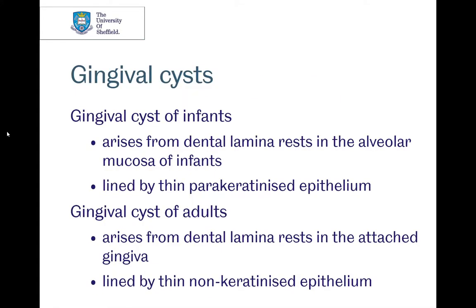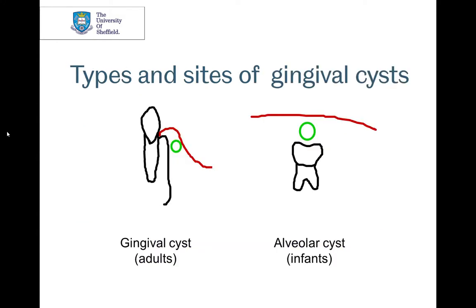Gingival cysts, which can occur either in infants or in adults, probably arise from very similar origins. The gingival cyst of infants arises from dental lamina rests very early in life, whereas the gingival cyst of adults arises from dental lamina rests later on. And this is lined by thin, non-keratinized epithelium. So gingival cysts in adults tend to occur on the buccal side of the tooth very often, whereas in infants, it tends to be over the crown of the tooth before it's erupted, and they are seen as little white spots in infants.